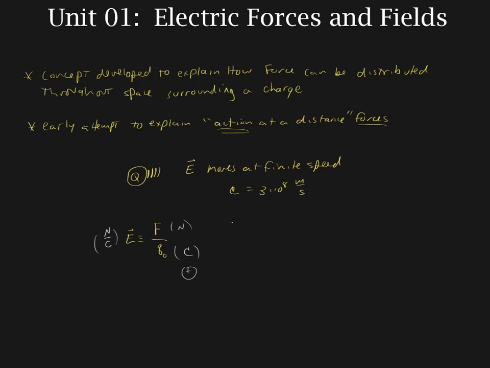Now, sometimes for convenience, we rearrange this equation as F is equal to Q times E. But by definition, it's actually E is equal to F over Q, and that's how you'll see it on the AP equation sheet. Now, currently, we're talking about point charges.